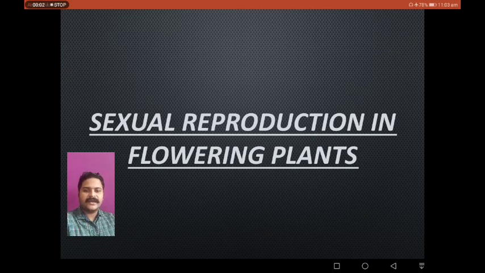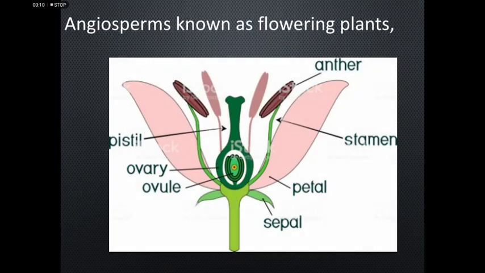Welcome back. Today we will discuss the chapter Sexual Reproduction in Flowering Plants, Plus 2 Botany, second chapter. Angiosperms are known as flowering plants. In this picture, you can see sepal, petal, stamen, anther, pistil, ovary, ovule, etc. These are structures present in a flower.